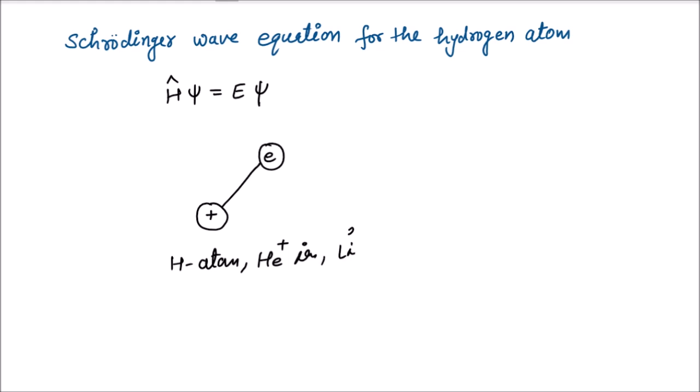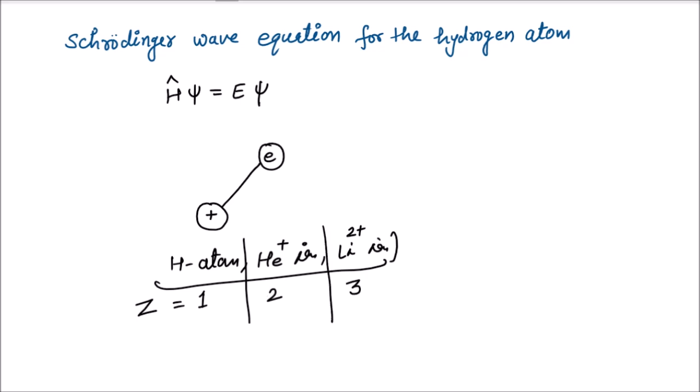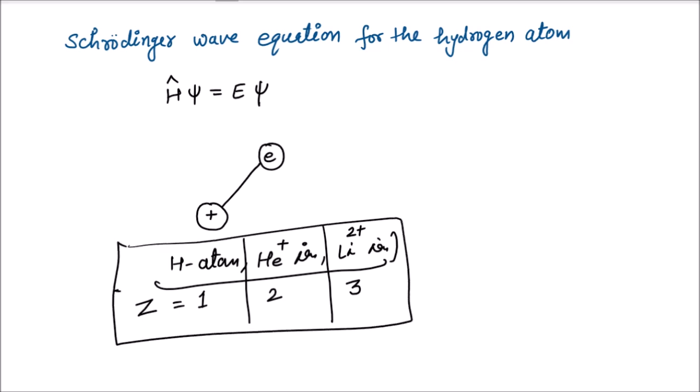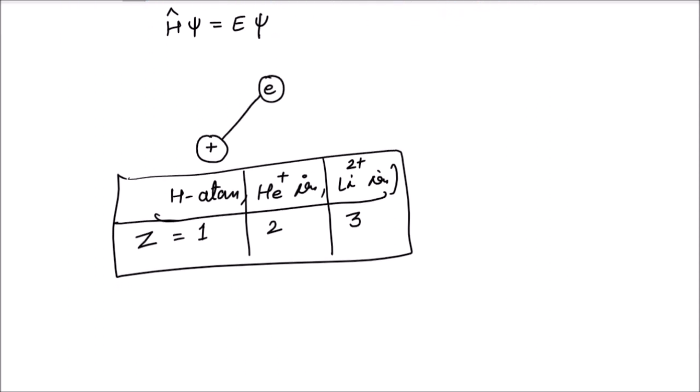Even lithium 2 plus ion, they have the same type of Schrödinger wave equation, except that their Z value changes. For hydrogen atom, Z is 1. For helium plus ion, Z is 2. And for lithium 2 plus, Z is 3. Rest part remains same. So they have exact same solution as hydrogen.